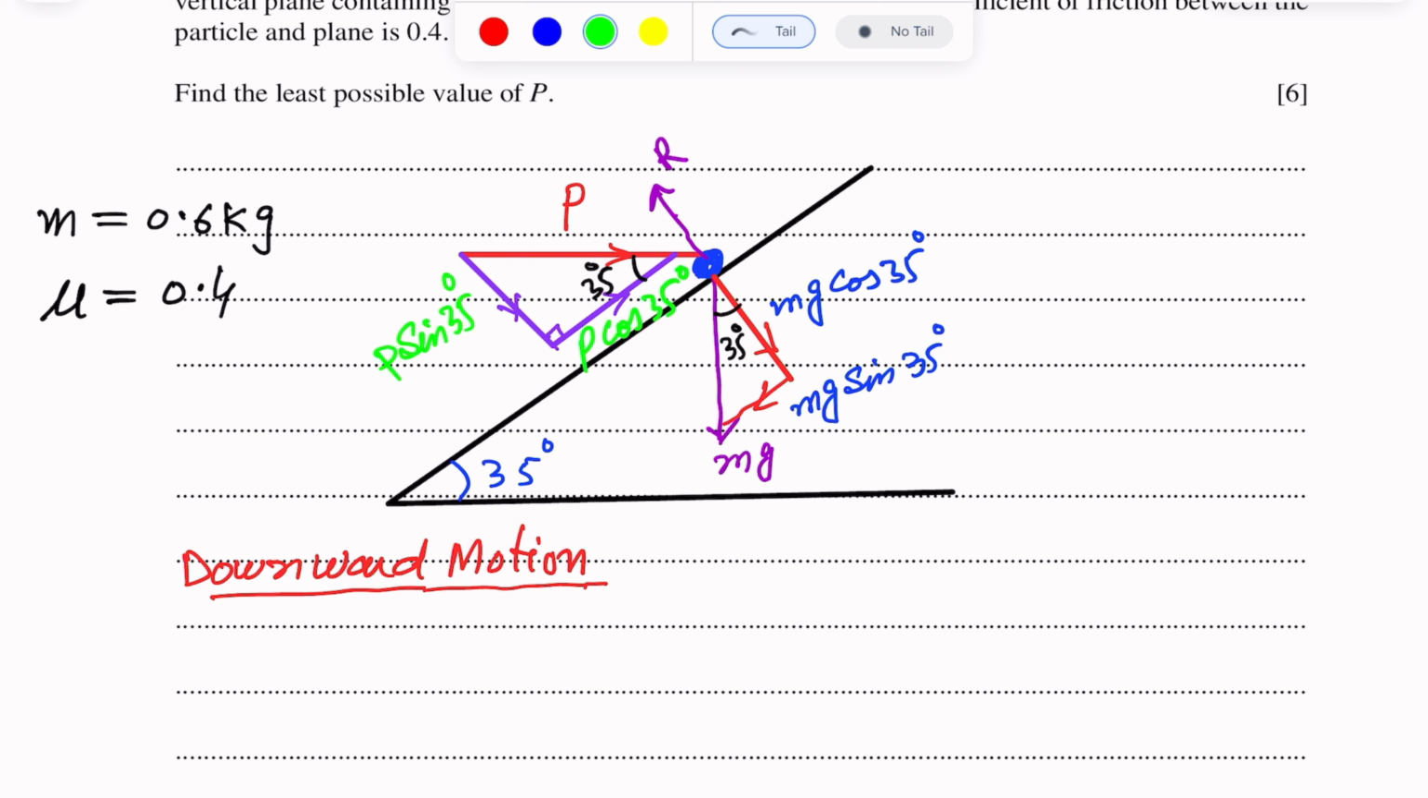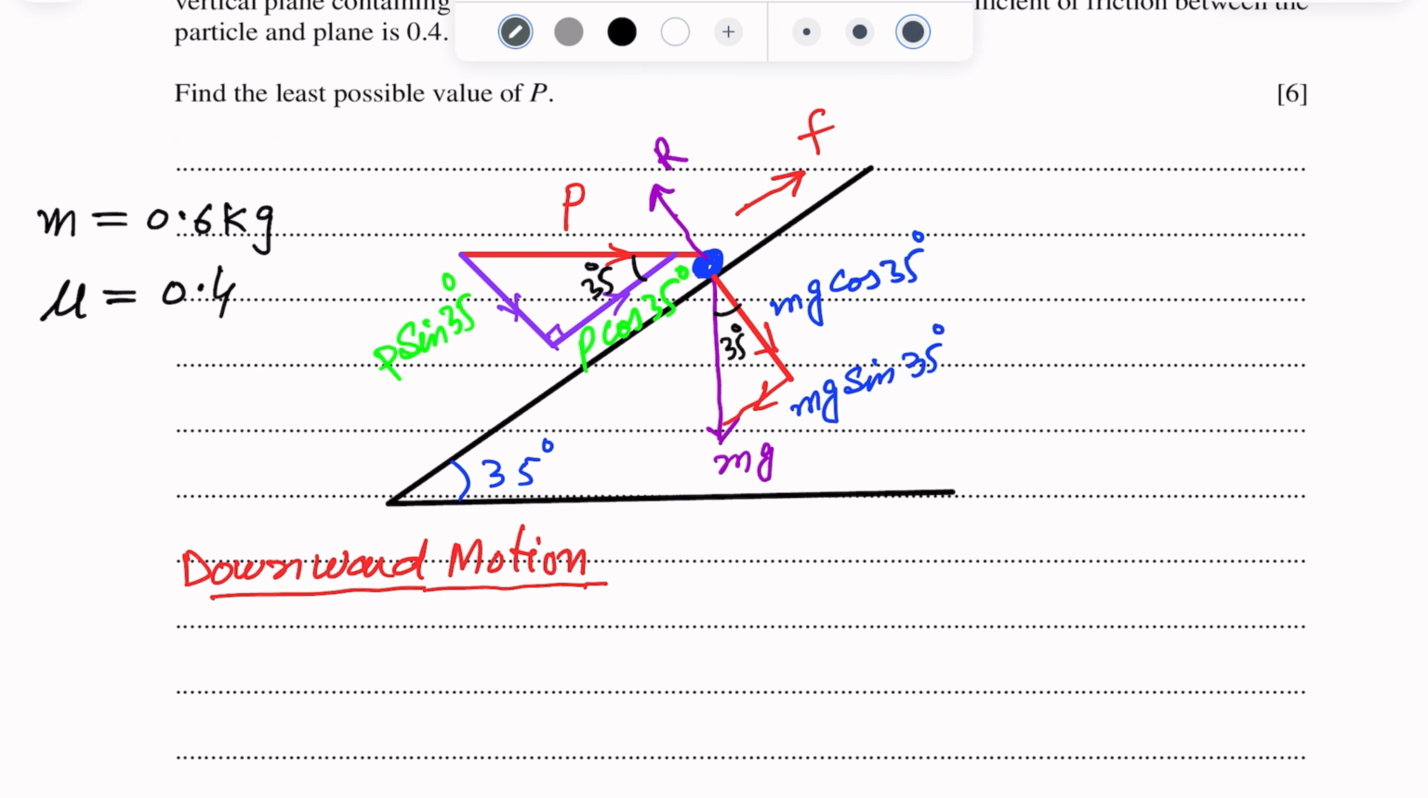Since this plane is rough and the tendency to movement is downward, the direction of the friction will be upward along the plane. So we are representing the force of friction in the opposite direction of the movement. The tendency to movement is downward.